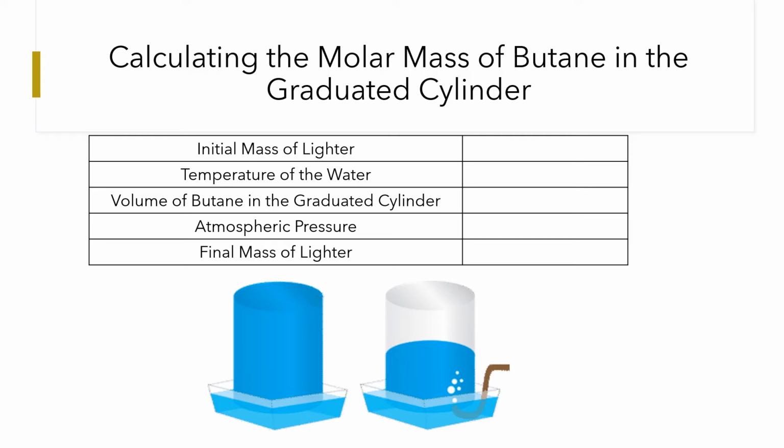So this is the data table that you guys should have filled in. Okay, just a reminder that the gas that's being collected is butane, and the gas in here is equal to atmospheric pressure. So that's atmospheric pressure, and it's equal to the gas that's being collected, butane, and the pressure of water vapor.